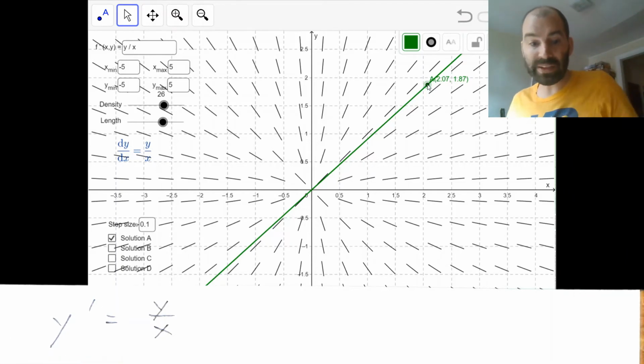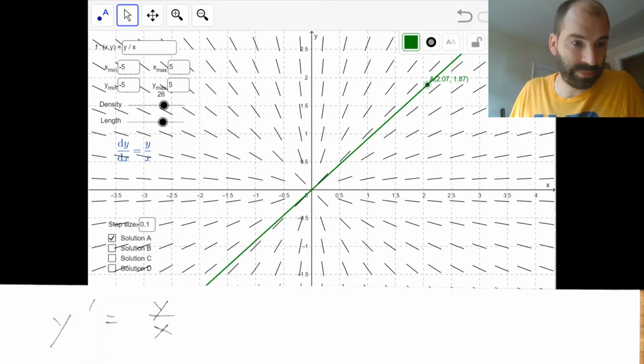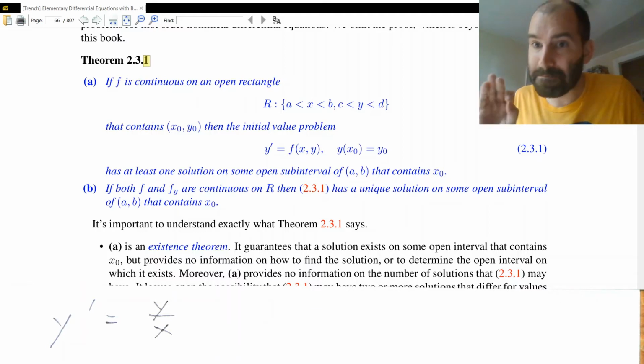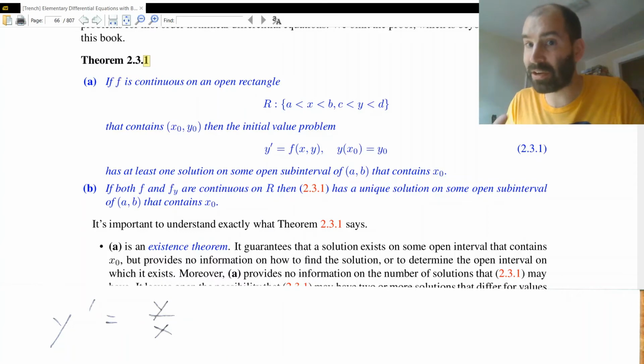Now, what do they mean by solution? They mean a function of x. See, y is a function of x, right? So they're saying that there's no function of x that's guaranteed to exist. Now, it might exist, but it's not guaranteed by the theorem that would solve this differential equation.